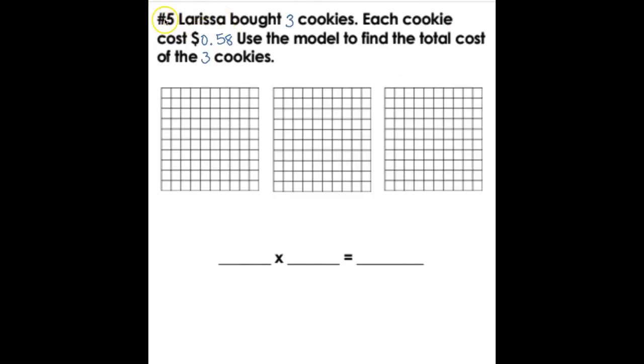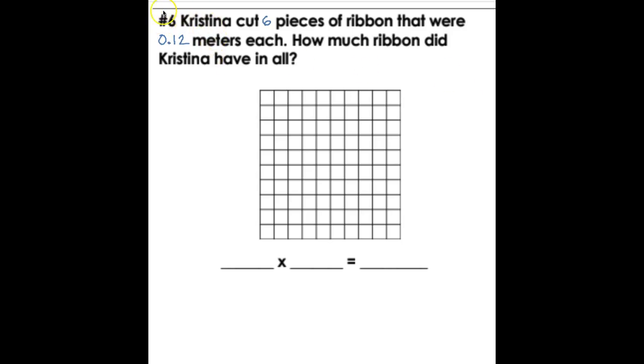Okay, problem number 5. Larissa bought 3 cookies. Each cookie cost 58 cents. Use the model to find the total cost of the 3 cookies. Make note, 3 is a whole number. Remember what we did on the first 2 problems? Similar to this.